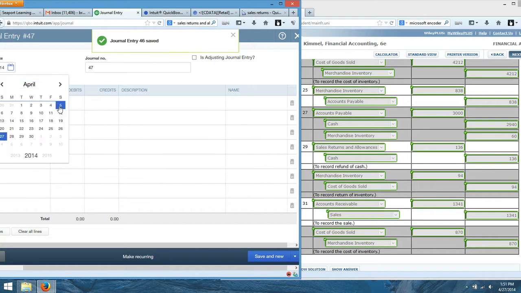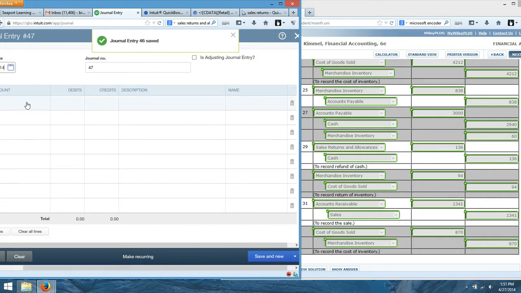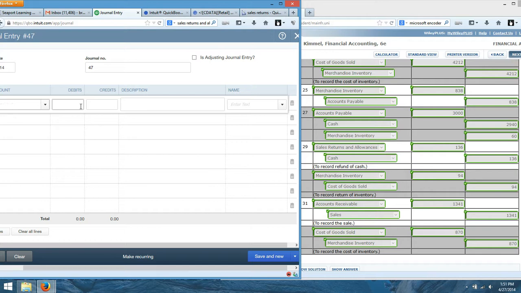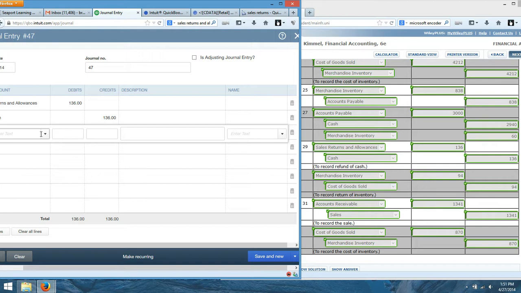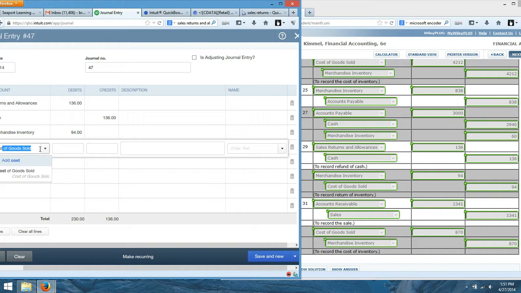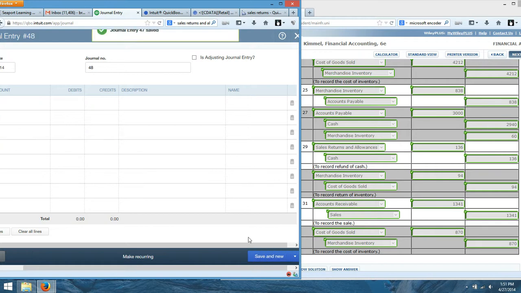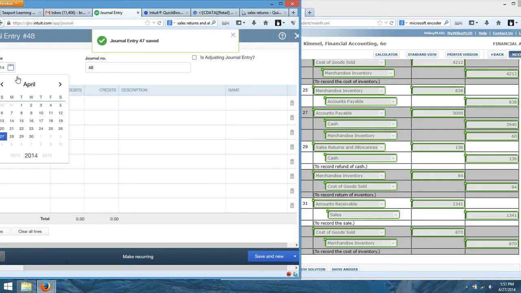On the 29th, we had some returns and allowances, the amount of $136. We went ahead and paid cash back, $136. The merch inventory was worth $94 because the cost of goods sold was also $94. That all adds up. And we're going to go over here to May 31st.